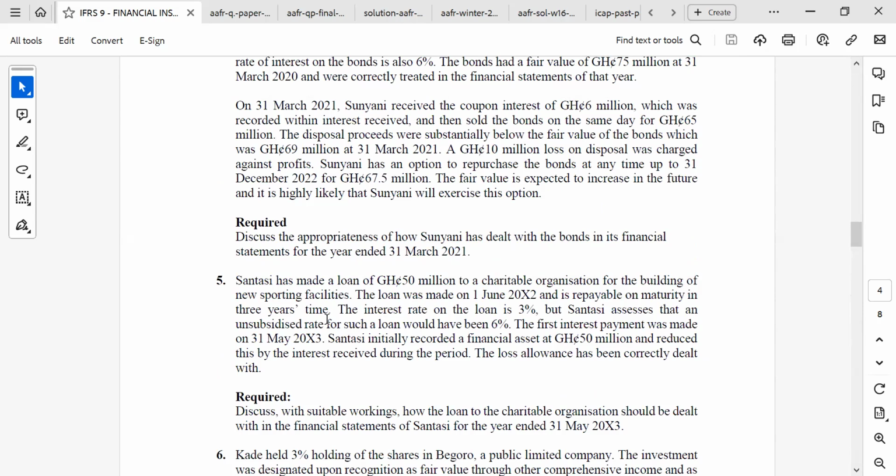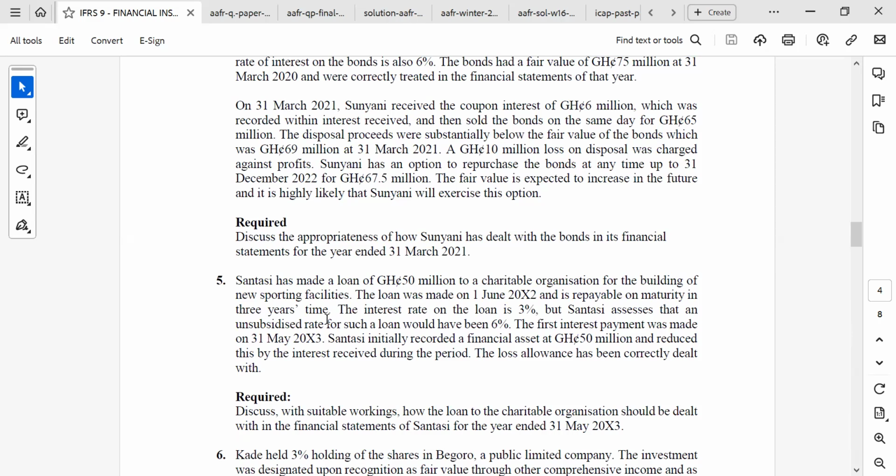Question 5. Santase has made a loan of 50 million to a charitable organization for the building of new sporting facilities. The loan was made on 1st June 20x2 and is repayable at maturity in 3 years' time. The interest rate on the loan is 3%, but Santase assesses that an unsubsidized rate for such a loan would have been 6%. The first interest payment was made on 31 May 2x3.